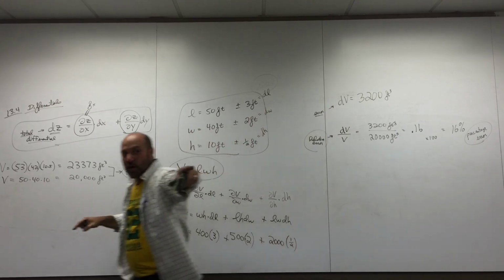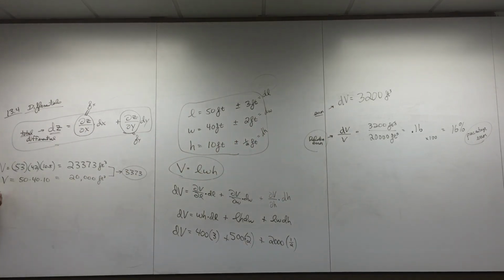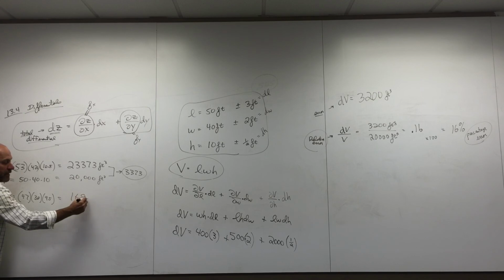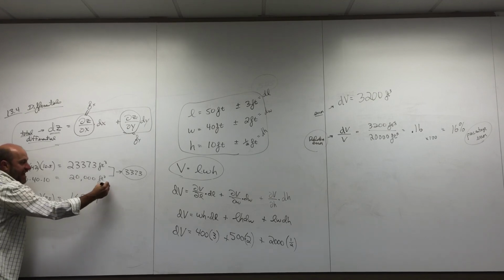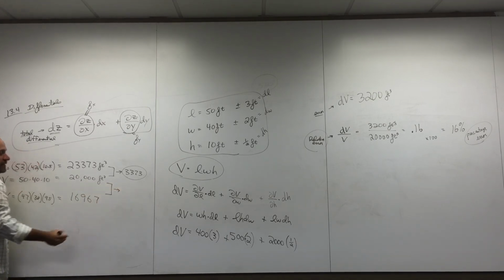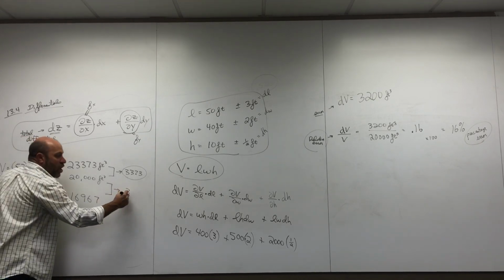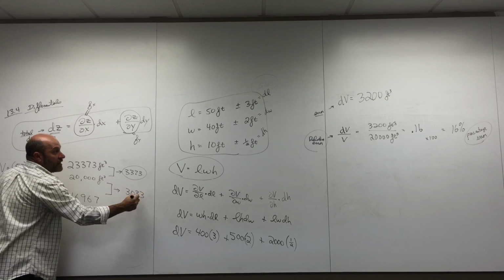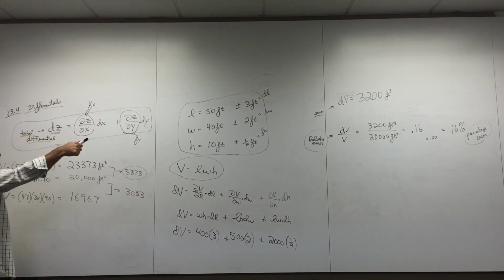But let's do the under one. Hang on. Let's do the under error. What would that be? 47, 38, and 9.5. Everybody with me? What's this number, please? 16,967. And that change is what? 3,033. Again, that's off.